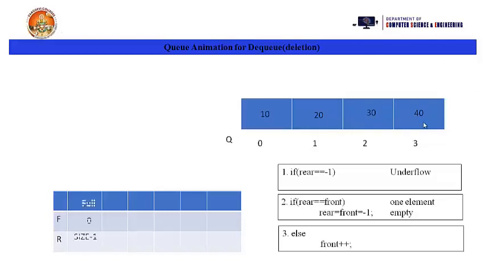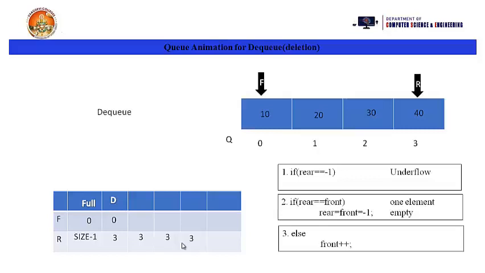When the queue is full, the front value is 0 and the rear value is size minus 1. That is, front is pointing to the 0th location and rear is pointing to the last index position. Now in this example, the front is pointing to the 0 location and rear is pointing to the last location, that is index position 3. Now if you want to delete an element from the queue, the rear value will be fixed. Why? Because it is pointing to the last index position. Now the rear value is fixed, that is 3.